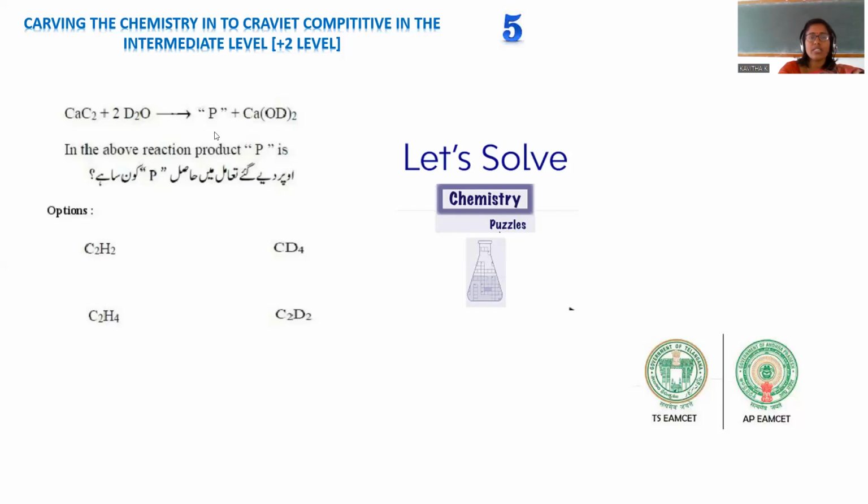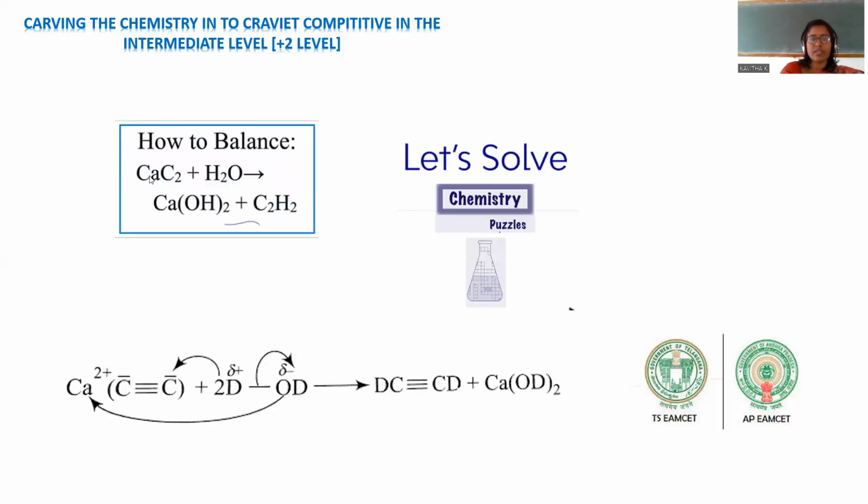And one of the products generated is what we have to identify. The byproduct given to you is calcium OD taken twice. This is called calcium deuterated hydroxide, and it will be generated. Simply, it is a kind of hydrolysis reaction where general water, H2O, is used. The products will be acetylene and calcium hydroxide.